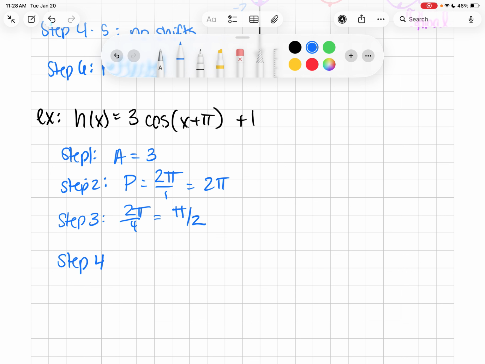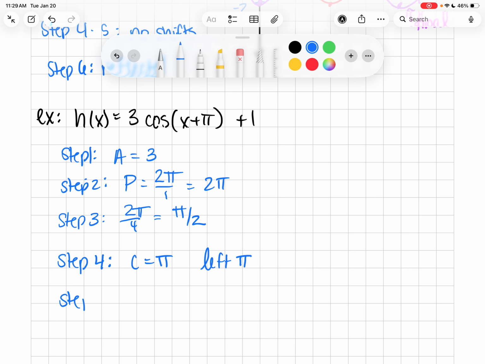Step 4, so we haven't had this yet. This is our C value, okay? This is telling me what's happening. So C is equal to pi. It's positive. It goes opposite the direction of the sine, so that tells me this is going to go left pi units. Something to be aware of with this is going left pi, but notice my increments are pi over 2. So it's technically moving everything over 2 spots. Okay, so make sure you really pay attention to that. That's why having the increments on your graph is going to be really important.